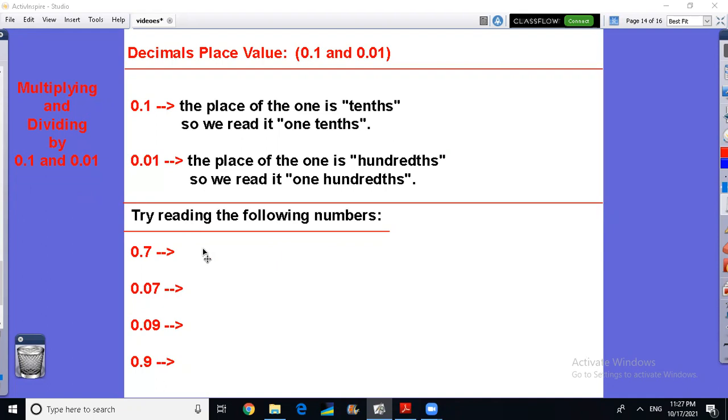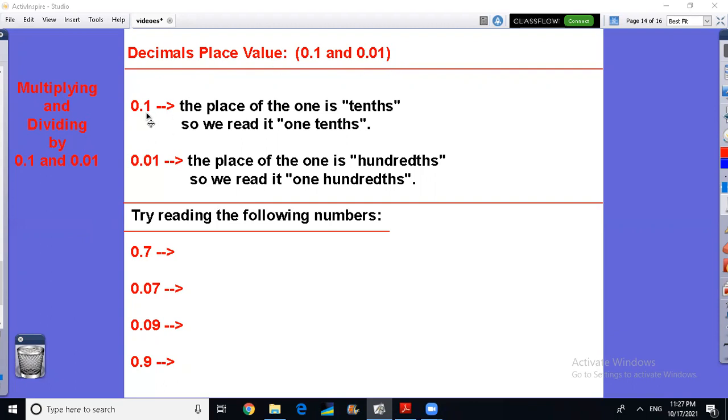But before we start the lesson about multiplying and dividing by 0.1 and 0.01, there are two very small concepts that you already took in year 6 and year 5 that we need to revise very quickly before starting the new lesson. What are those old lessons, Mr. Ahmed, that we took in year 6 and year 5? It is decimals place value. Decimals place value, 0.1 and 0.01.